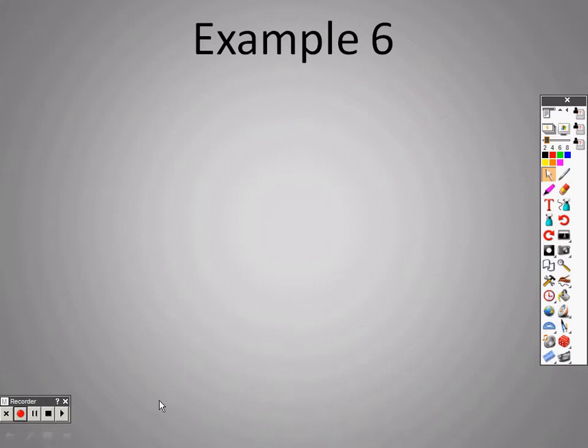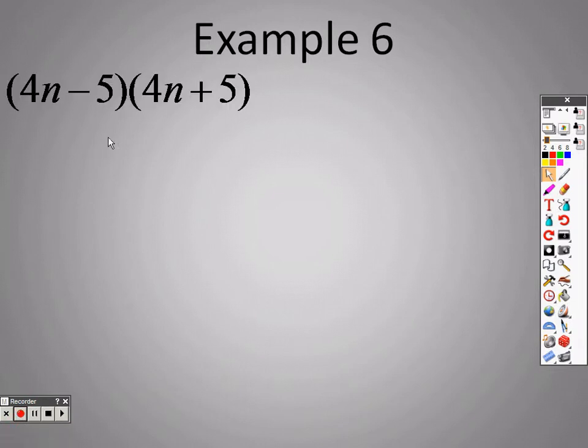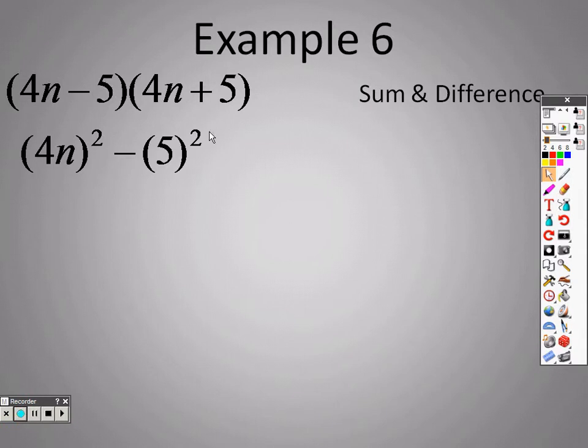So let's finish up here 6.3 with example 6, using some of those formulas that we just talked about. These are identical, right? This is 4n, 4n, 5 and 5. One's minus, one's plus, so we can use that sum-difference formula that I talked about. You can take the whole first item and square it, and take the whole second item and square it and put a subtraction sign in between them.